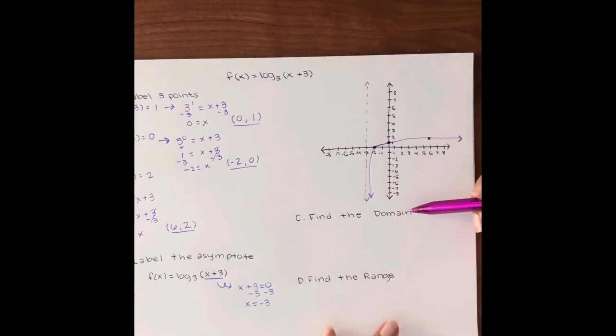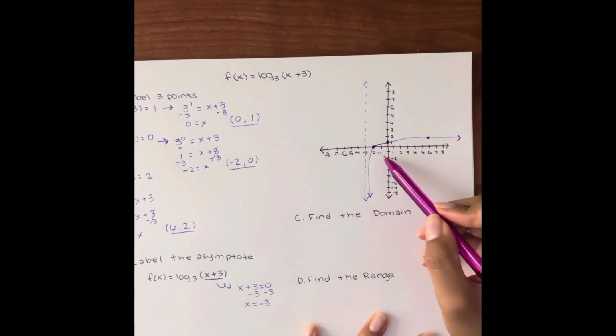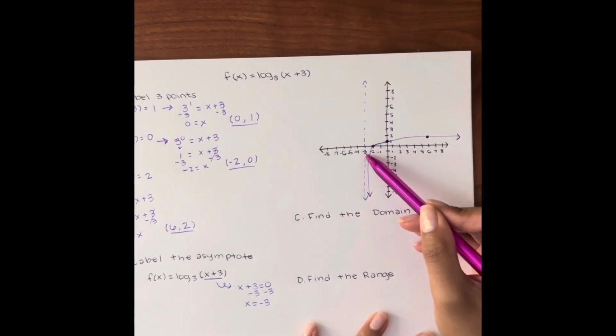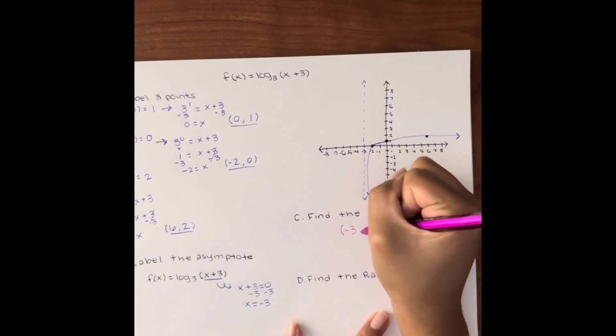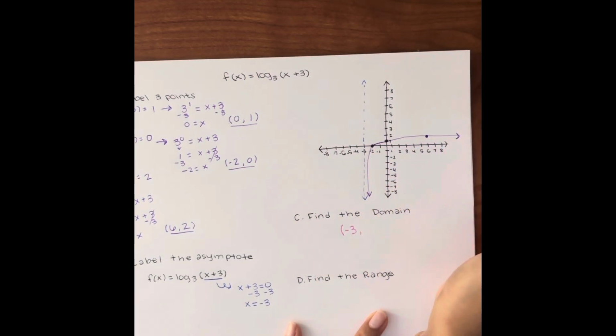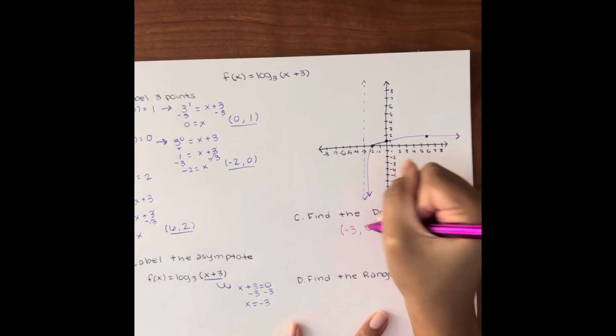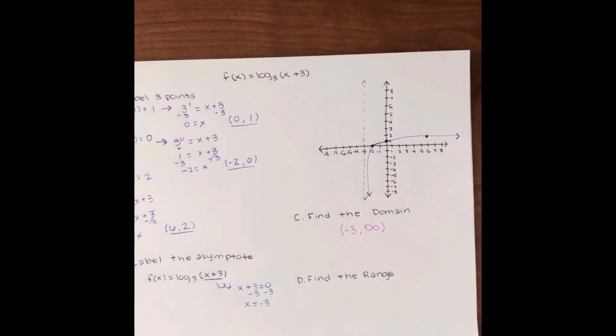Next, we're going to find the domain and range, parts C and D. To find the domain, we'll use the graph from left to right. The farthest point to the left is where the asymptote is at -3. And then the curve continues on to infinity to the right, using parentheses for both points.